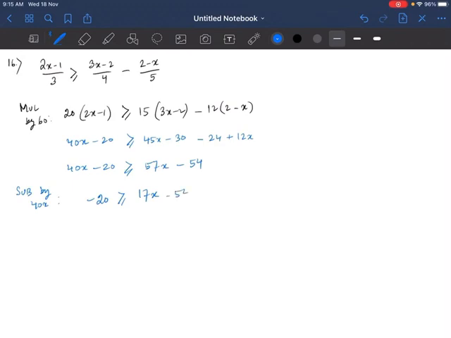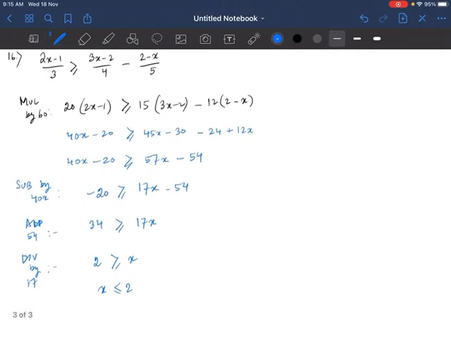So minus 54. Now we have to remove this 54. So how to remove minus 54? I will add 54 both sides. So 54 minus 20 gives you 34 greater than or equal to 17x. Now we have 17 multiplied with x, so we have to remove the 17. So I will divide both sides by 17. If I divide by 17, we have 2 greater than or equal to x, or else we can write it as x less than or equal to 2.